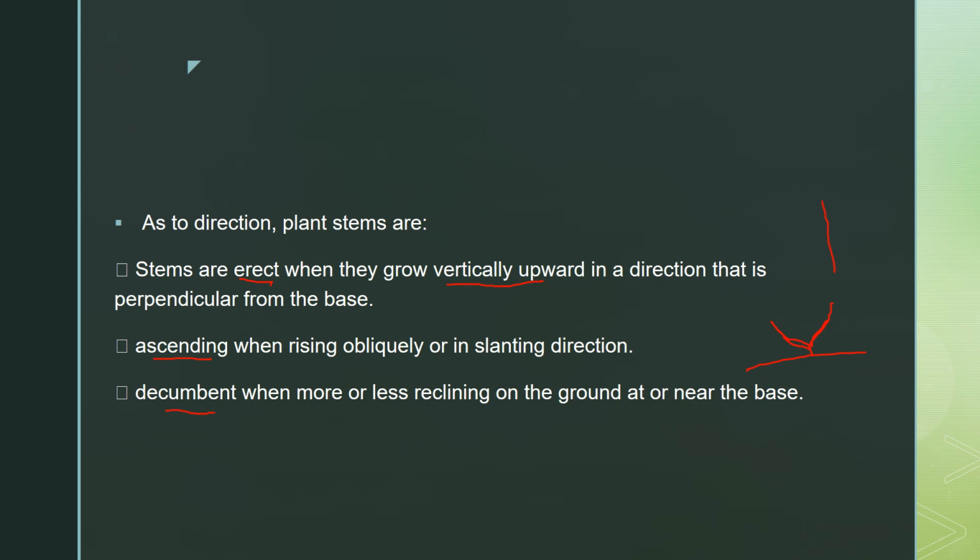Decumbent stem is when the stem is reclining on the ground completely or near the base, like this one.